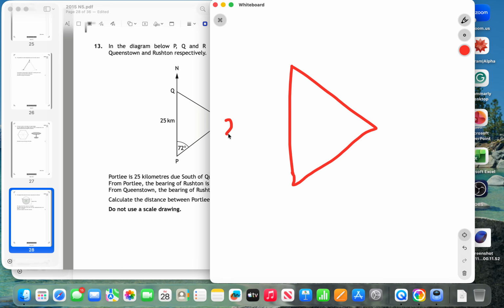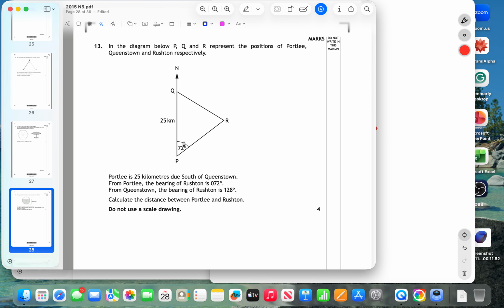So we know this is 25. And we know this is 72. So it also tells us from Queenstown. So Queenstown is Q, Rushden is R, and Portley is P. It's the letters that you would expect. You just have to read the question and figure out the context. So from Queenstown, the bearing of Rushden.